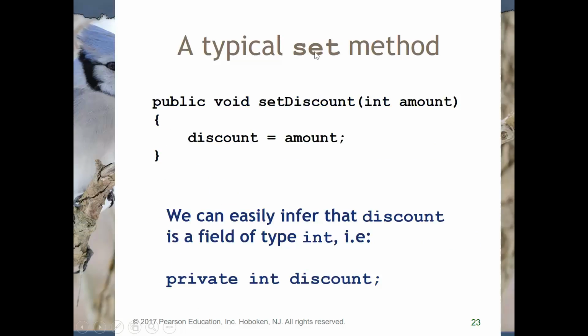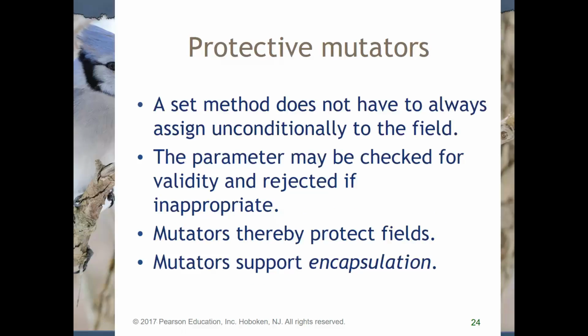Typical set method, mutator: set discount, int, and this comes in. We're going to go through something a little bit later where you'll do this differently, but for now, this is fair, but more advanced Java programmers do this differently. And then from here, you can infer that the discount field is an int because of this, all right? And the private is typically assumed because you're creating these sets for all the privates. If it was public, there'd be no reason that you needed to.